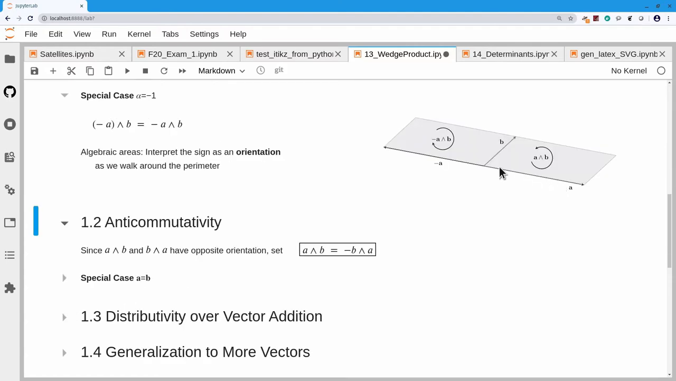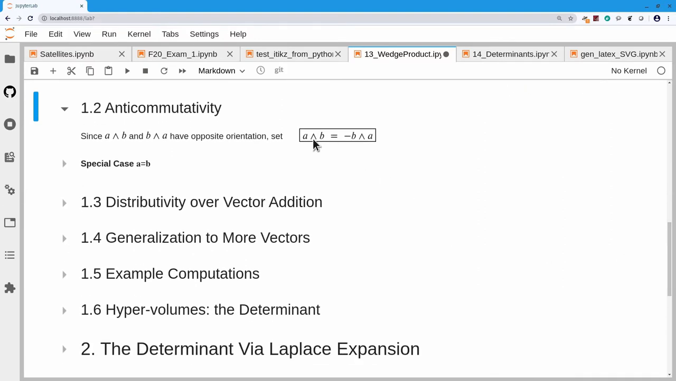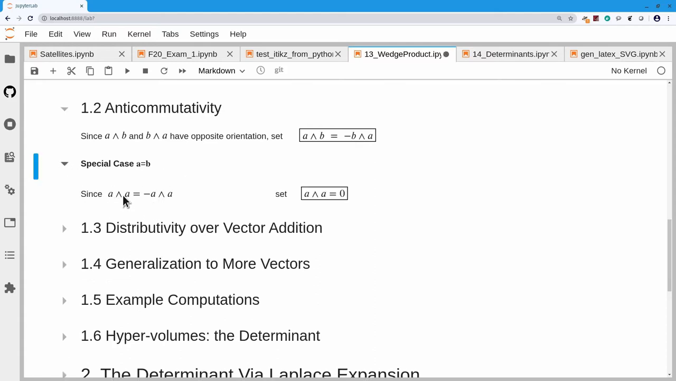Another consequence that I can derive from this, suppose I walk along B first and then along A. So I'm walking in the opposite direction along the perimeter of A wedge B. B wedge A has opposite orientation from A wedge B, but it's the same geometric area. So what we'll set, therefore, is that A wedge B is equal to minus B wedge A. Our product is anti-commutative. Interchanging A and B in the wedge product forces a sign change. And that's going to put a heck of a lot of plus and minus signs into our computations. Now let's look at the special case when A is equal to B. Well, A wedge A equals minus A wedge A in that case. A positive number equals a negative number. A wedge A is going to be 0.